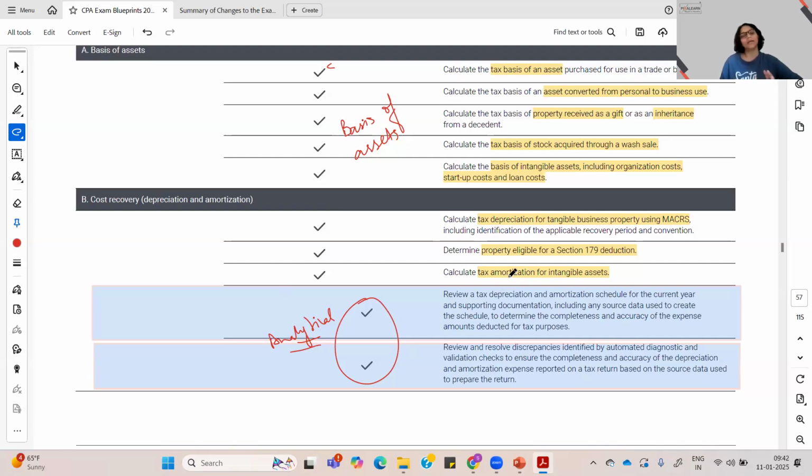So if you see what they're trying to tell you, you are supposed to be reviewing a tax depreciation and amortization schedule and the supporting documentation.